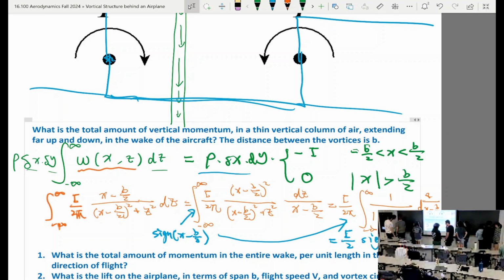Sorry for that. So we already worked out the integral, right? This with only dz is equal to either minus gamma or 0. So this function is already derived on the whiteboard.